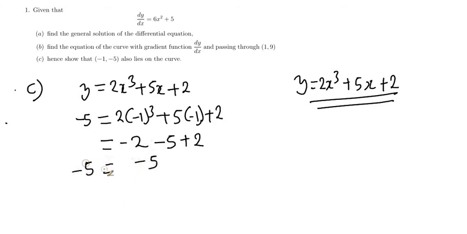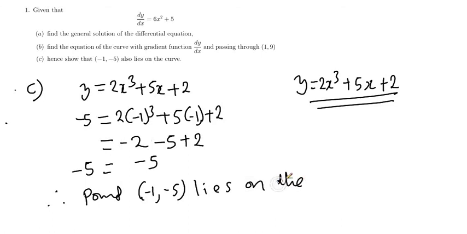to -5. So this means that this point lies on the curve, because the left hand side of the equation is the same as the right side of the equation, so the equation has been satisfied by that point. So therefore point (-1, -5) lies on the curve.